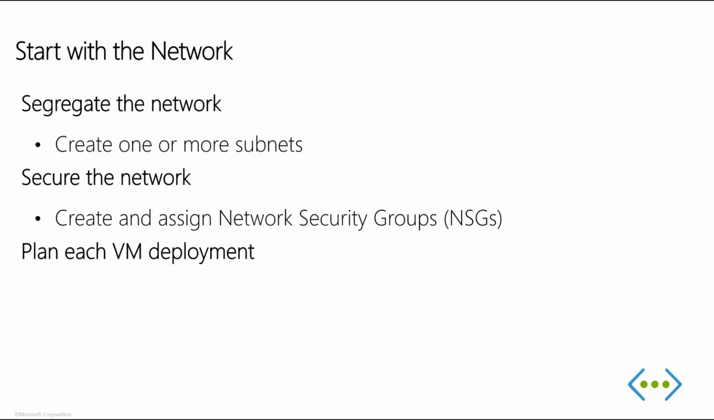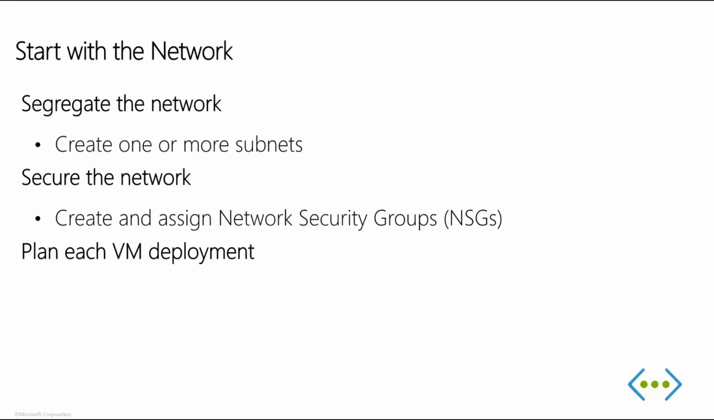Segregate the network. After deciding the virtual network address spaces, you can create one or more subnets for your virtual network. You can do this to break up your network into manageable sections. For example, you might assign 10.1.0.0 to VMs, 10.2.0.0 to backend services, and 10.3.0.0 to the SQL Server VM.